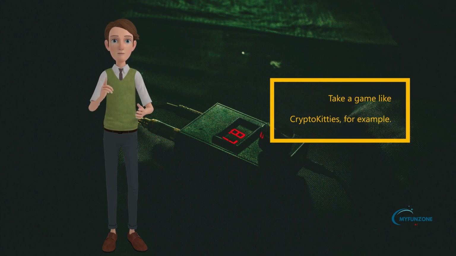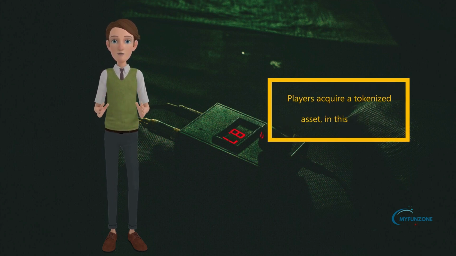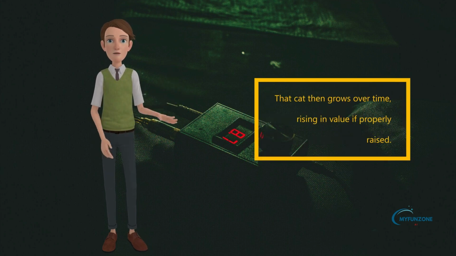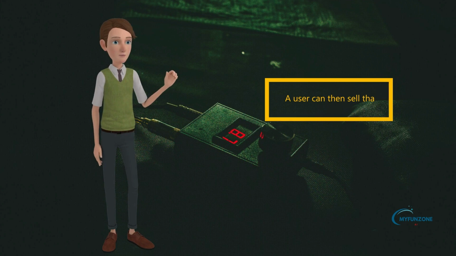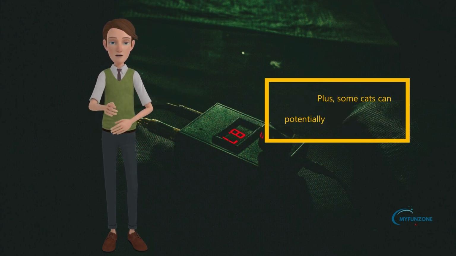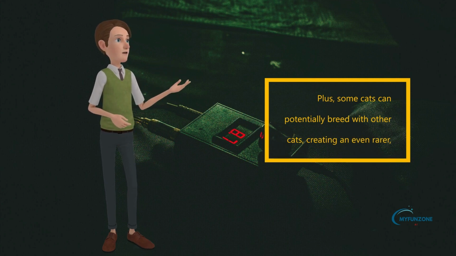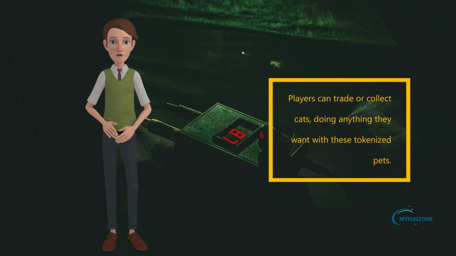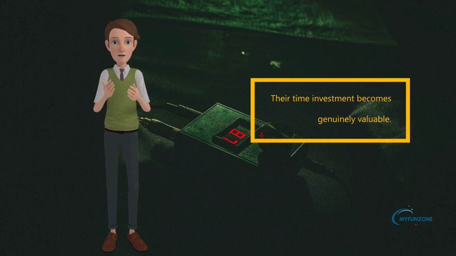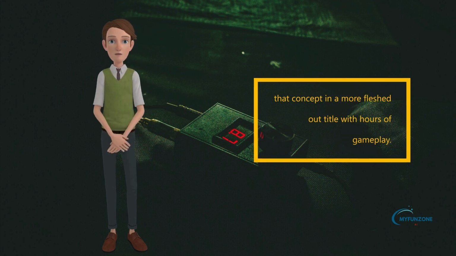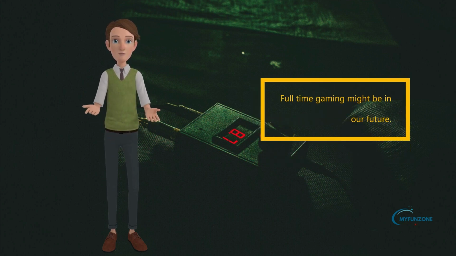Take a game like CryptoKitties, for example. Players acquire a tokenized asset, in this case, a cat. That cat then grows over time, rising in value if properly raised. A user can then sell that cat for whatever they'd like, assuming there's a buyer who will pay for it. Plus, some cats can potentially breed with other cats, creating an even rarer, potentially more valuable cat. Players can trade or collect cats, doing anything they want with these tokenized pets. Their time investment becomes genuinely valuable. There aren't many now, but imagine that concept in a more fleshed-out title with hours of gameplay. Full-time gaming might be in our future.